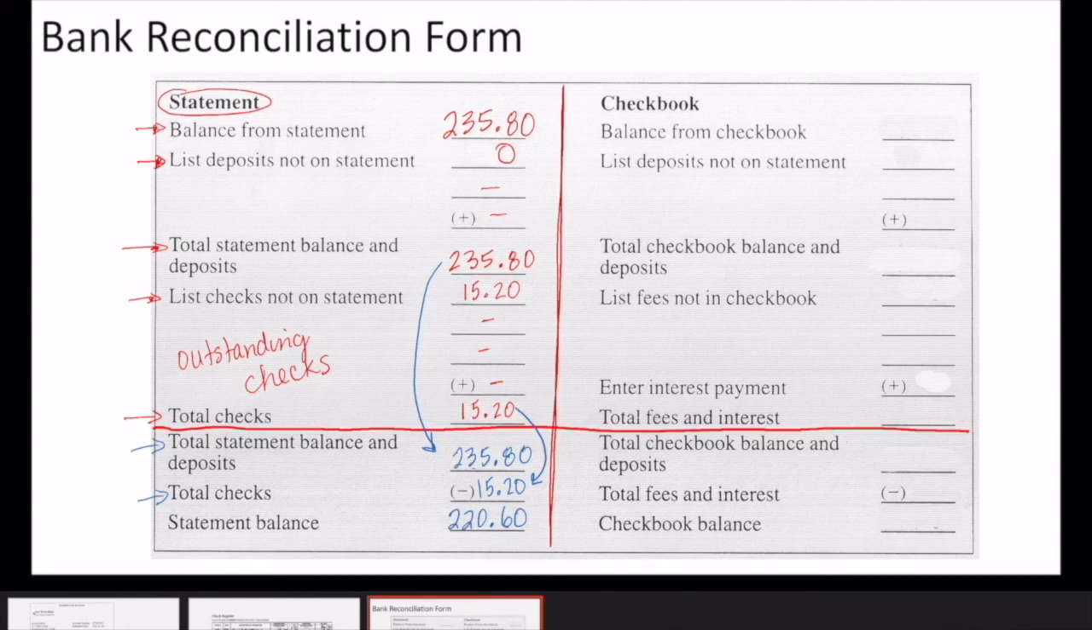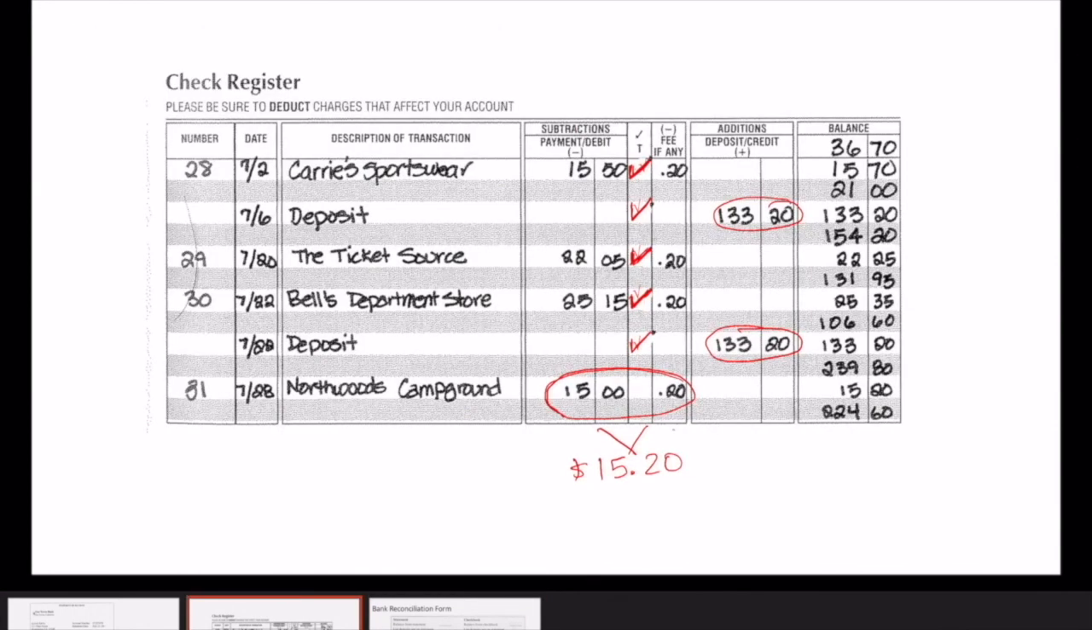$220.60. If you look back into your check register, you can see that that number is different. It says it is $224.60. So there's a number of reasons why that might happen.